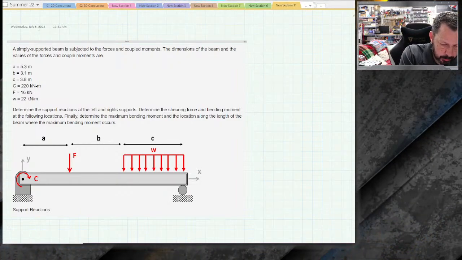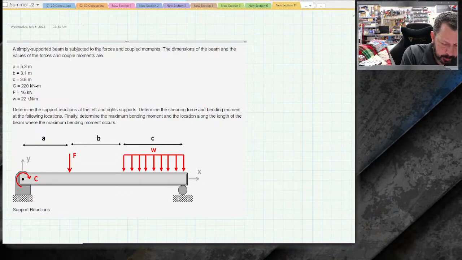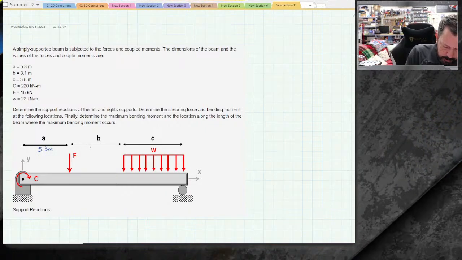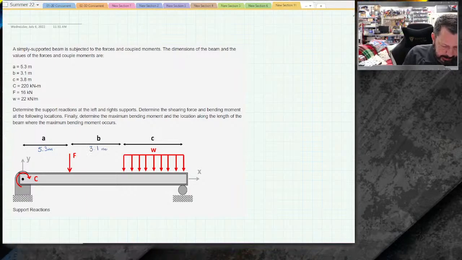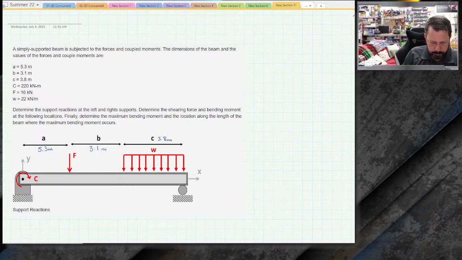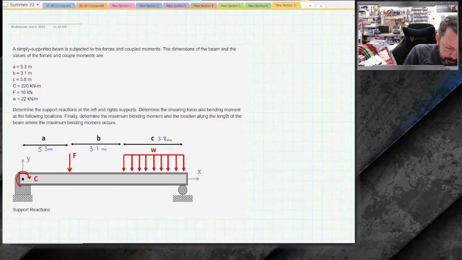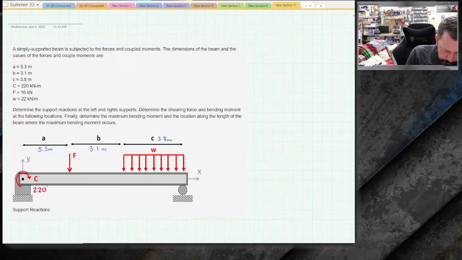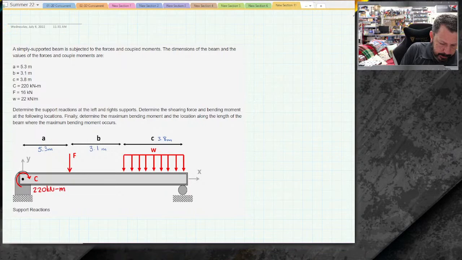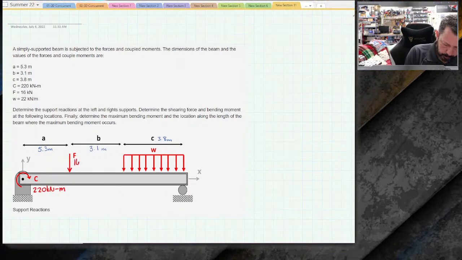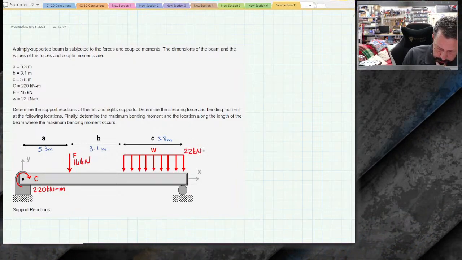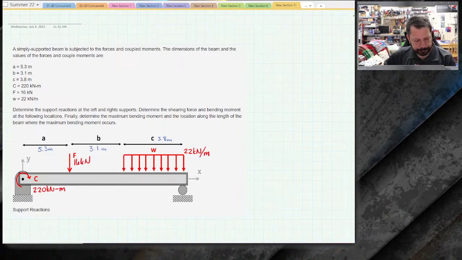Let's label what we've got. I've got A for mine, 5.3 meters, B, 3.1 meters, C, we'll put that over here, 3.8 meters. The other C, so capital C, 220 kilonewton meters. And the point load is 16 kilonewtons. And the distributed load is 22,000 newtons per meter. Determine the support.